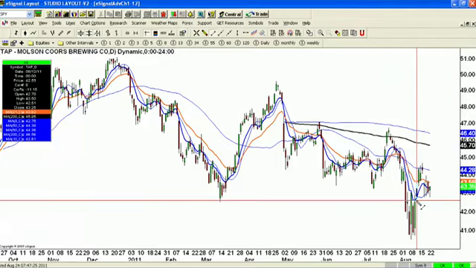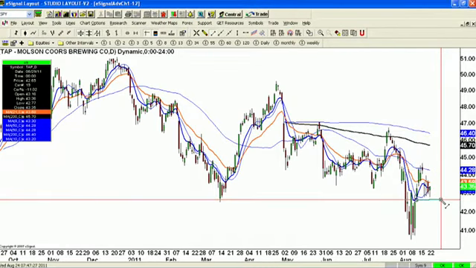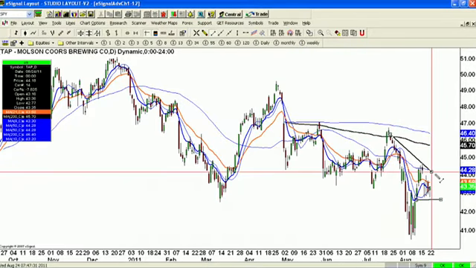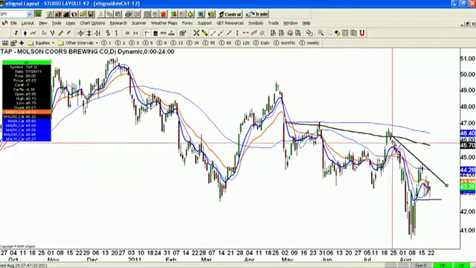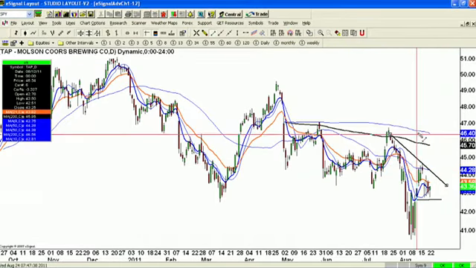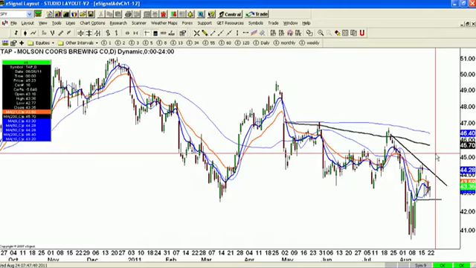Anyway, here we go. This actually looks a little bit better. I would say it's putting in a little bit of a support here around 43. If it were to start getting above this little descending channel here, or trend line, whatever you want to call this, it could get better. This also is below the 200-day moving averages. I don't see anything special here as well.